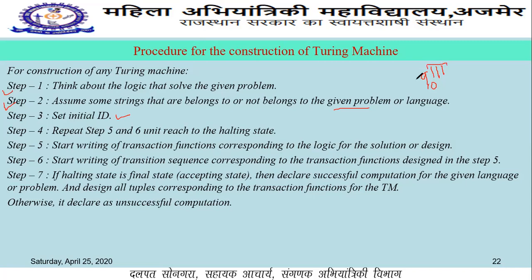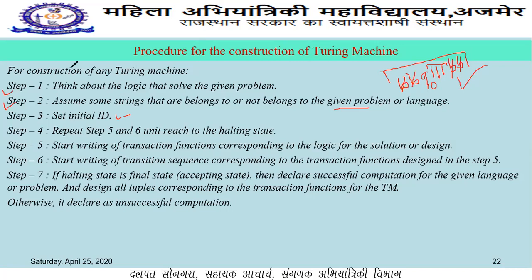So this is actually the instantaneous description, and further from this input string there is, by default, the tape symbol blank, and before this there is also a by default blank symbol. So like this we design our initial instantaneous description, and from this initial instantaneous description the construction of the Turing machine is started. So here the main step is making the transition function.